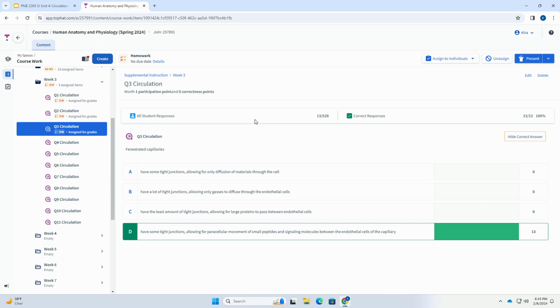I saw a couple of you clicking on that one a little bit. But if I asked about continuous capillaries, the correct answer would be B. And then C would be sinusoid capillaries, I think is what it is.